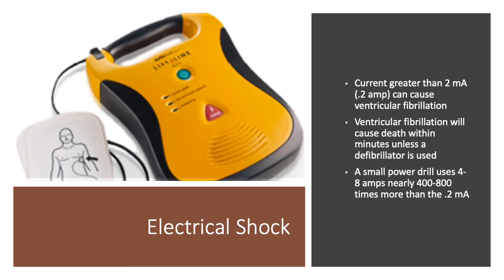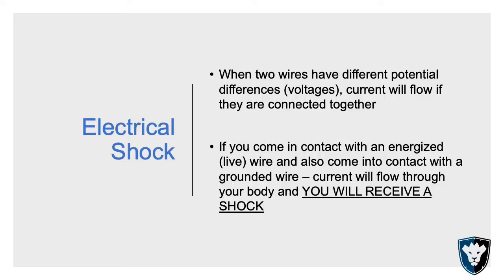Anything greater than 2 milliamps can cause ventricular fibrillation. So when you think of a 15 amp circuit, you're thinking that's pretty small, but 2 milliamps can cause your heart to change its beat. That will cause death within a few minutes without a defibrillator. And a small power drill, as I mentioned, uses 4 to 8 amps. That's like 400 to 800 times more than necessary to cause ventricular fibrillation. So electrical shock is pretty serious.